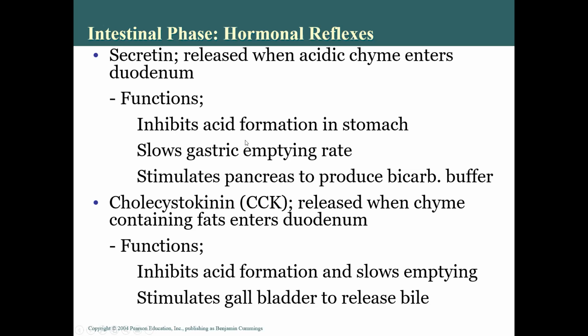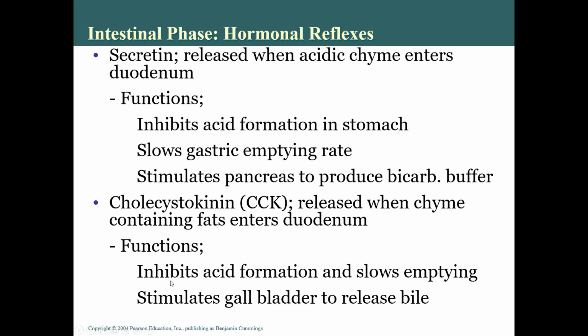What it says is, hey, now we have some chyme in the duodenum. You need to stop putting more in so that I can digest this before we do any more. So basically, it just slows the process down when you already have some. It also stimulates the pancreas to produce bicarbonate buffer. This is important because you want to neutralize the acid coming from the stomach. So the chyme in the stomach is acidic, but the chyme in the small intestine is supposed to be slightly basic.